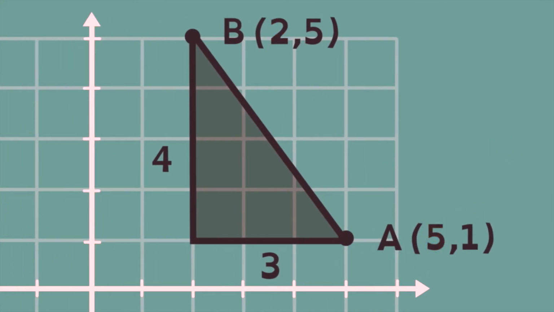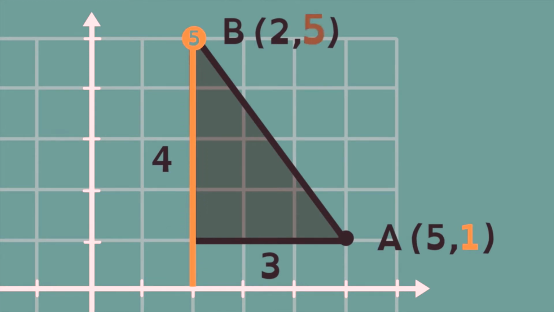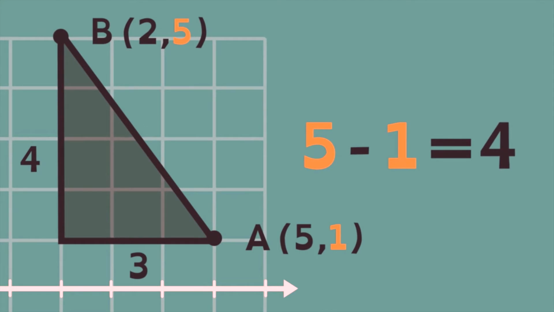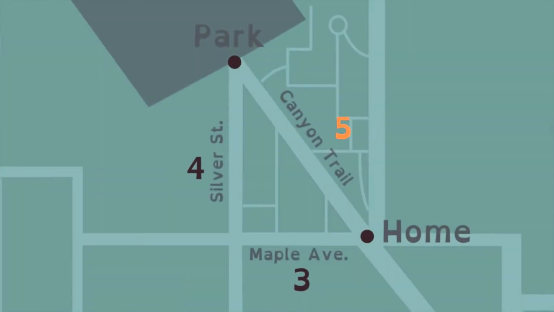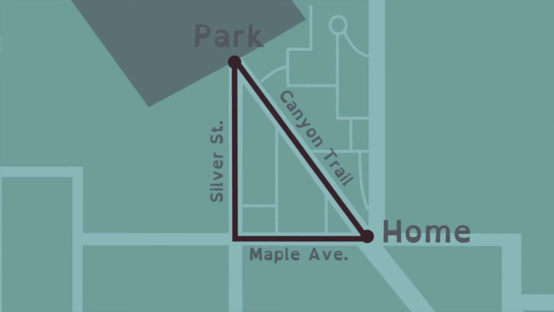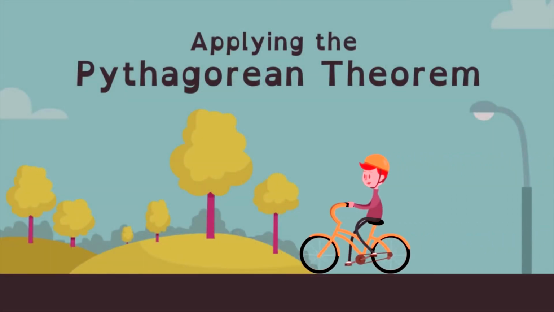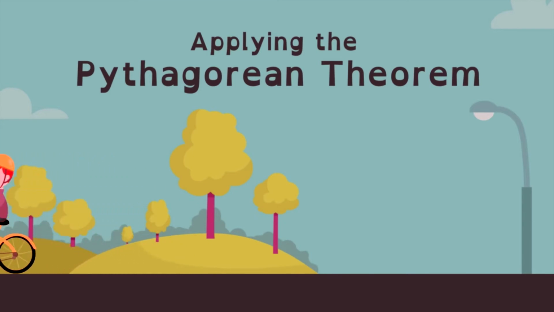For the vertical leg, take the y distance of A and subtract the y distance of B. This is equivalent to subtracting the y coordinates of A and B. Now apply the Pythagorean theorem. 4 squared plus 3 squared is equal to 16 plus 9, which when added together equals 25. That's the same as 5 squared. Again, the length of Canyon Trail is 5 miles. If you can represent a problem using a right triangle, the Pythagorean theorem can help you find distances.